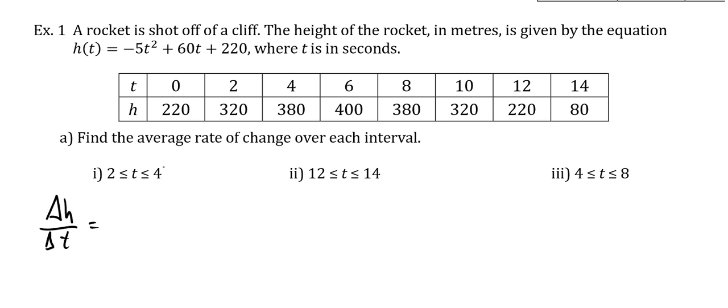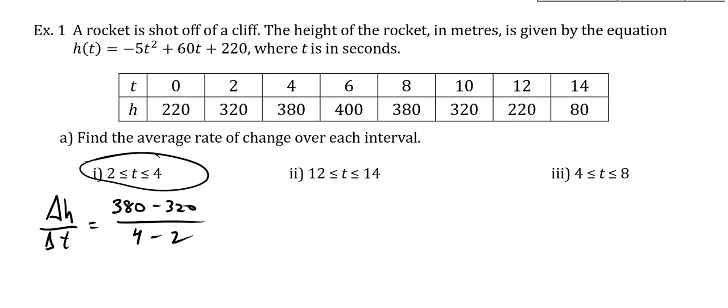So at time 4, H is 380, so I start with 380 minus time 2, 320, over 4 minus 2. The domain here, the interval that I'm being given, is like my x's. That's my run, so that goes on the bottom. This is the change in height over time.